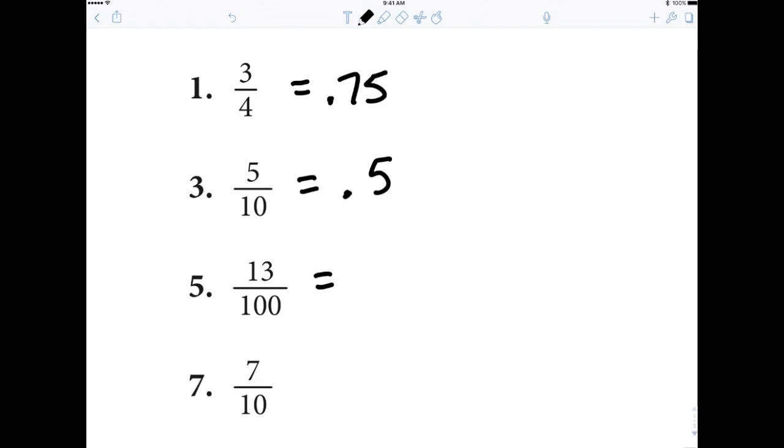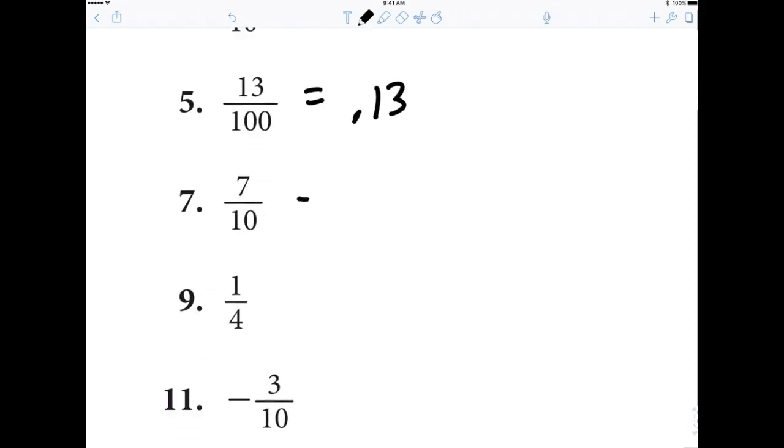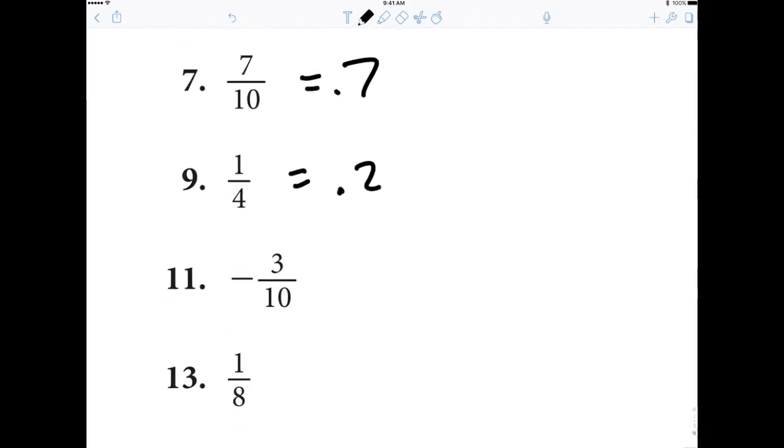All right. 13/100 would be what? 0.13. Now listen, I don't want to be going too fast. Is anybody having issues with what I'm saying? These are facts that you should know. Sebastian, what? All right. 7/10. We all should know 7/10 is what? 0.7. 1/4 is the same as what? Good, guys. -3/10 is the same as negative 0.3. And I tell you, this was easy, right? Very easy.